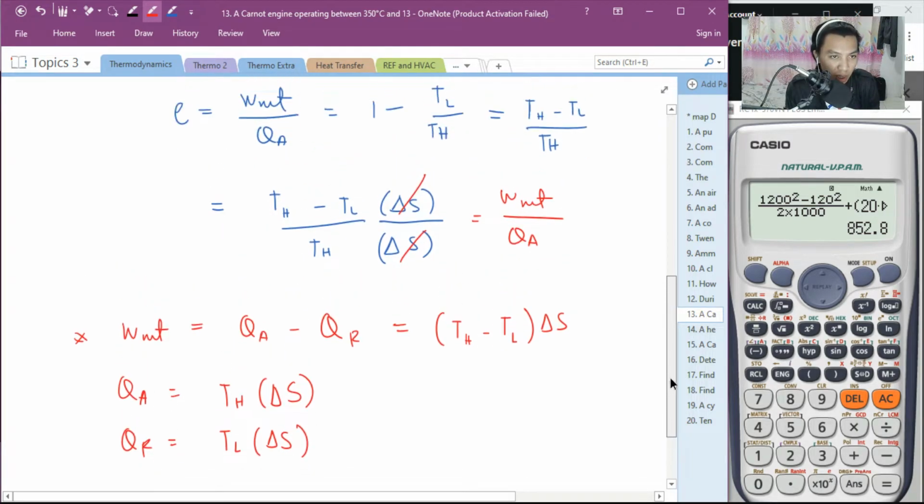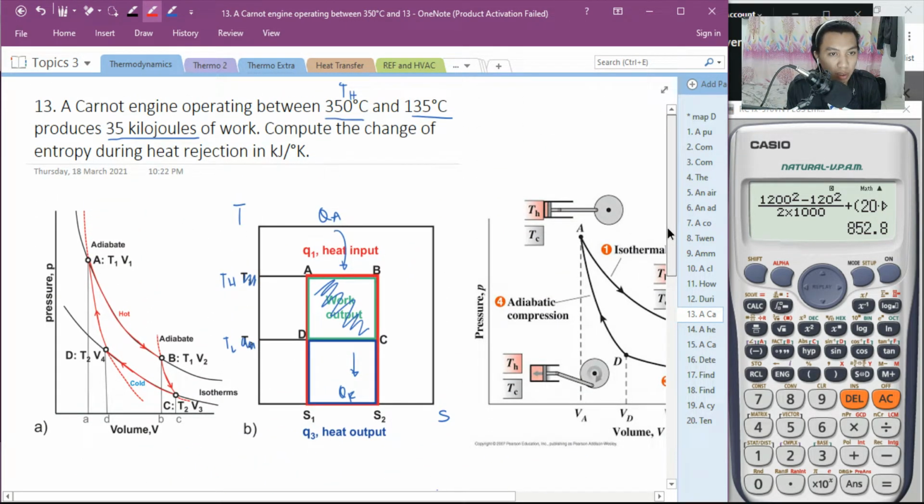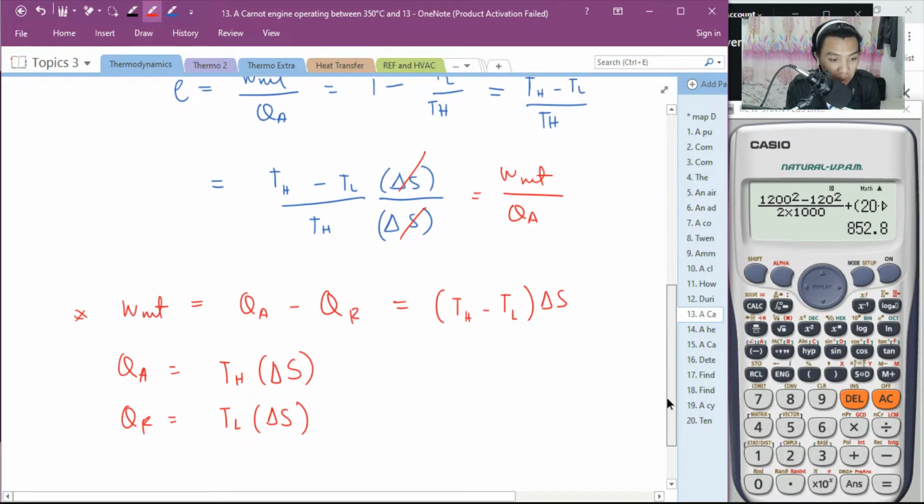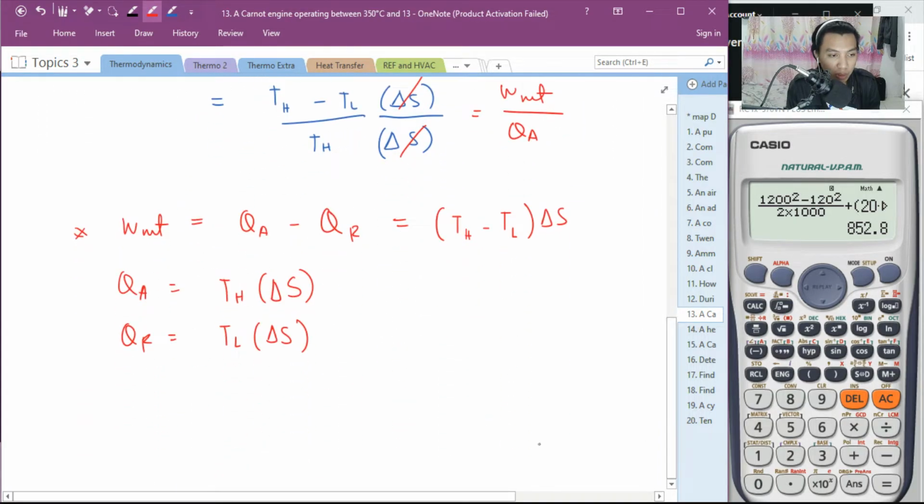Now, anong hinahanap natin dyan? The change in entropy during heat rejection. Meron ka bang QR dyan? Wala. Pero meron kang TH and TL. So, pwede ka na agad dumiretso sa worknet. Nakuha mo na ba si worknet? Hindi rin, sir. Si QR, nakuha mo din ba? Wala kang QR. Okay, yun ang problema mo. So, unang gagawin mo dyan, you have to find the efficiency ng iyong engine. Kasi meron ka namang TH and TL.